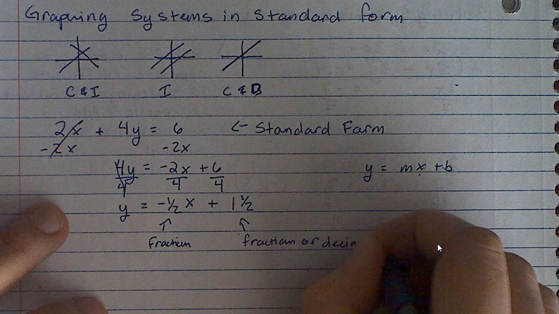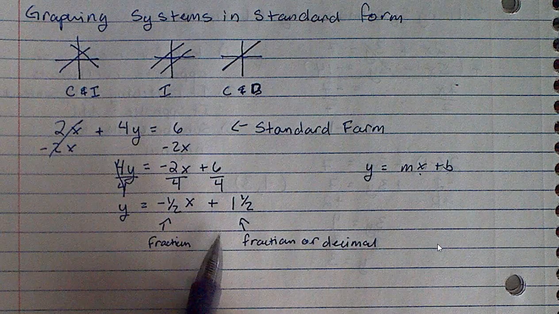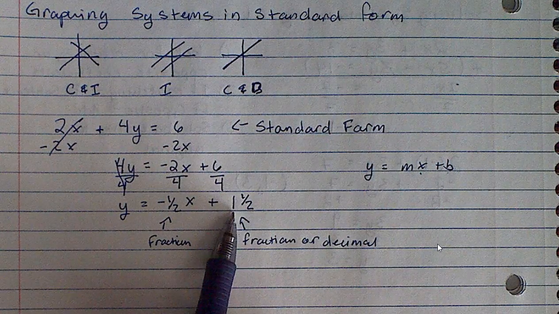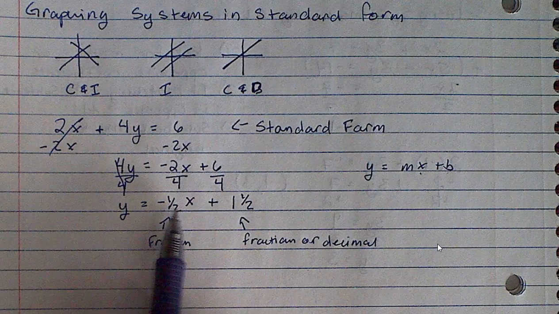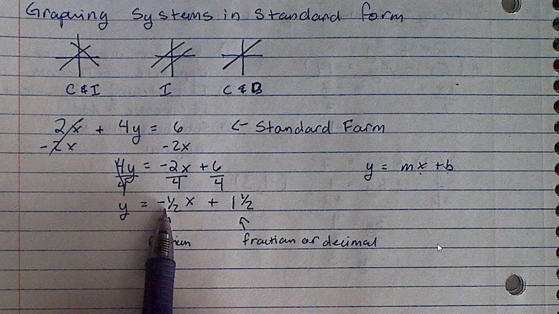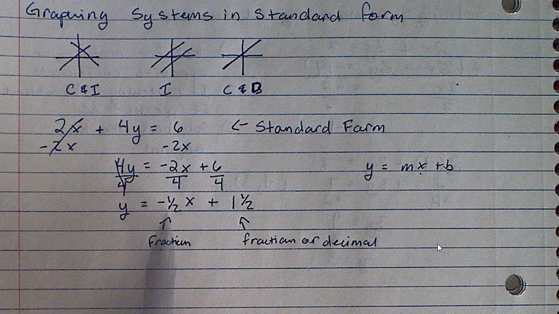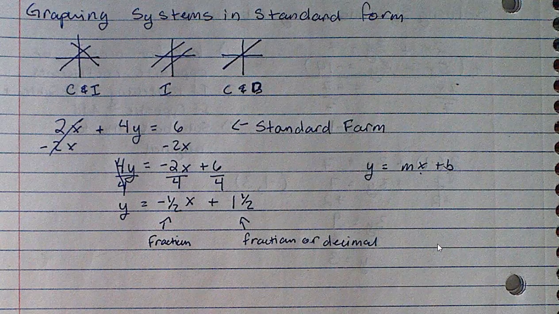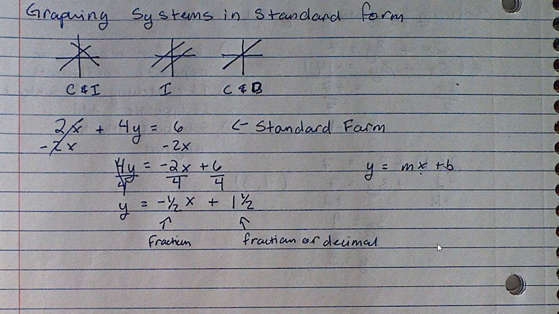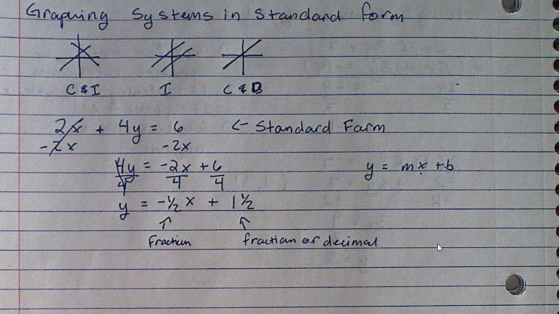So now if we wanted to graph this, we would go up 1.5 on the y-axis. And then from there we would go down 1, right 2, or up 1, left 2. We connect the points, and that would be our graph. Does that make any sense? Kind of, sort of? All right.